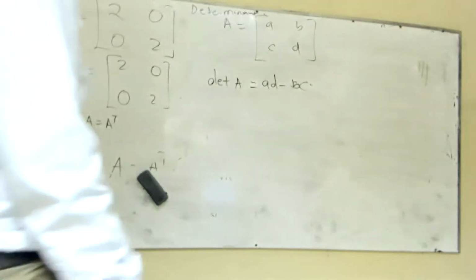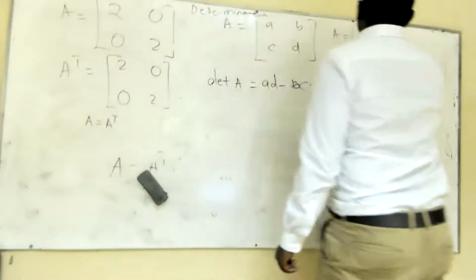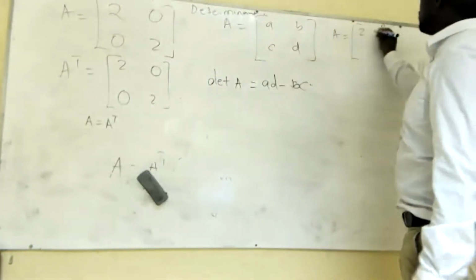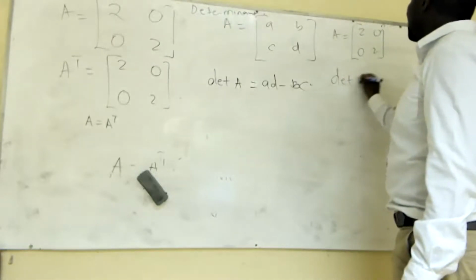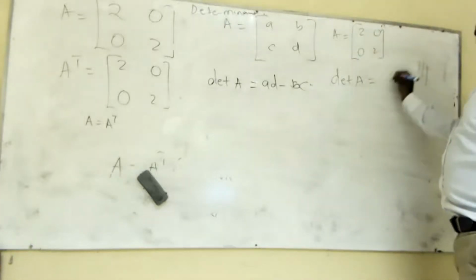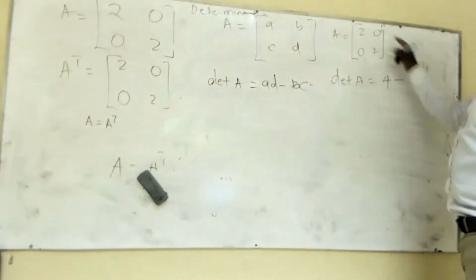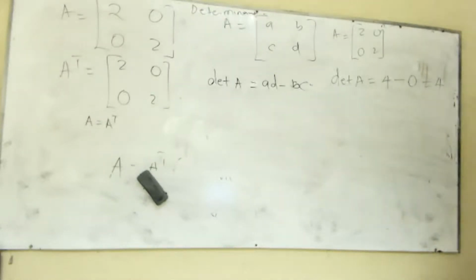Let me give an example with the matrix we have here. Matrix A is given by 2, 0, 0, 2, and we want to get the determinant of that. The determinant of A is going to be 2 multiplied by 2, which is 4, minus 0 multiplied by 0, which is 0. Therefore, the determinant of this matrix is equal to 4.